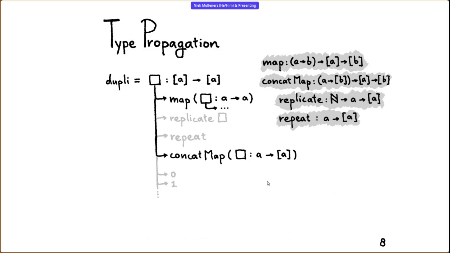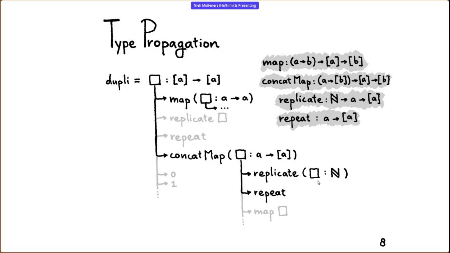But yeah, they're not super interesting for now. Now, to fill the hole introduced by concat map, there's again a few options. Replicate and repeat are now correct implementations or correct hole fillings. But map is not possible here because we don't have a list as the input for the hole here. And also another call to concat map would also not work, for example.